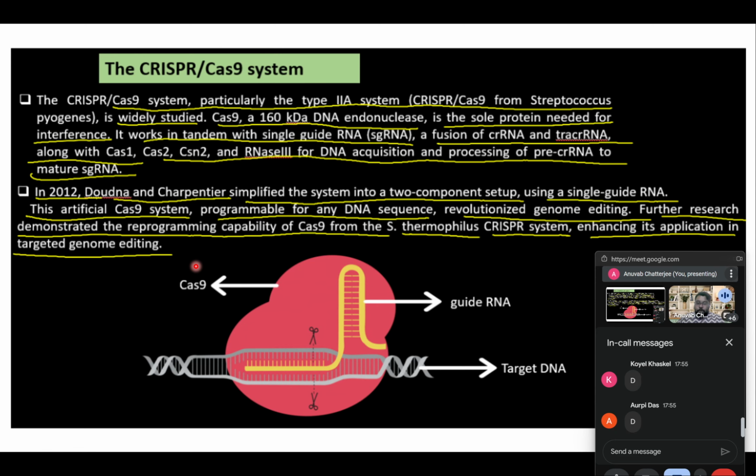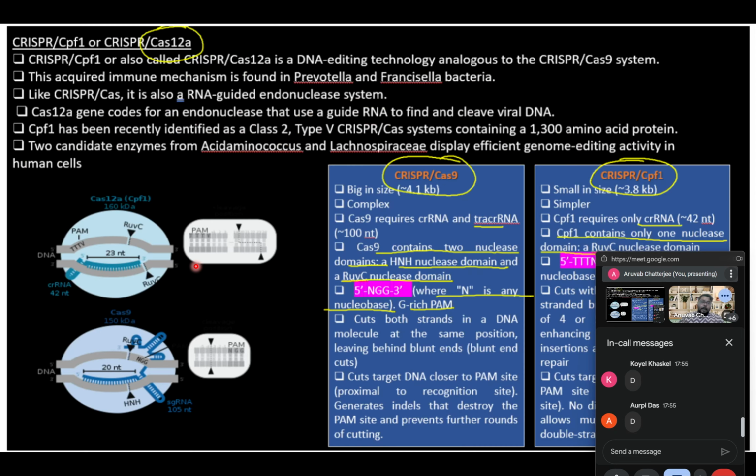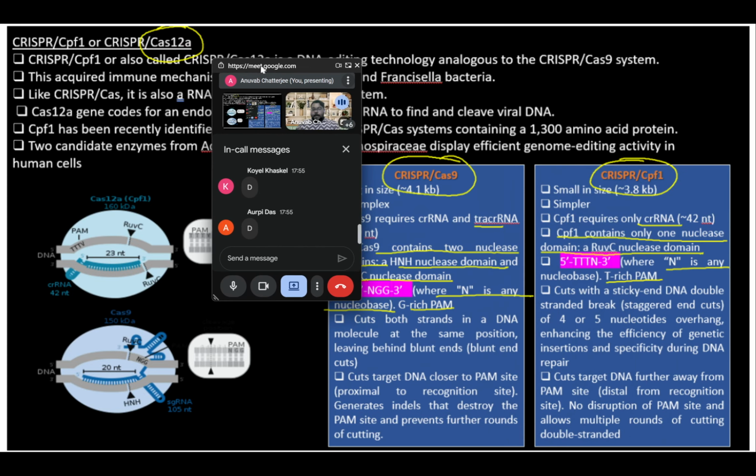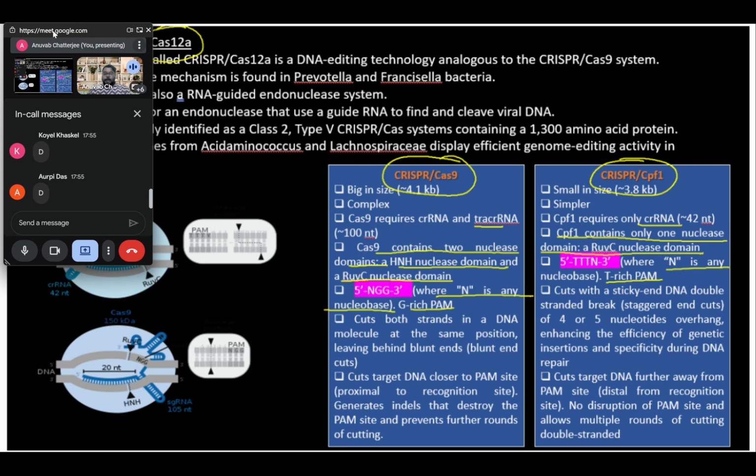So this is the normal CRISPR-Cas9 system, and then there is the CRISPR Cas12a system. This is another new system that is currently being characterized. So what are the differences between the two? The first is the Cas9 protein is bigger in size, 4.1 kb, whereas Cas12a or Cpf1 is 3.8 kb. Cas9 is a bit more complex than Cas12a.